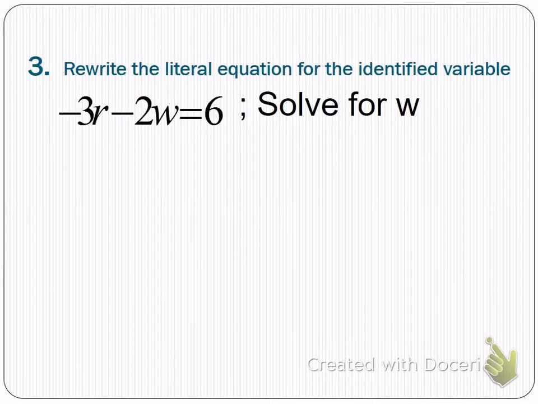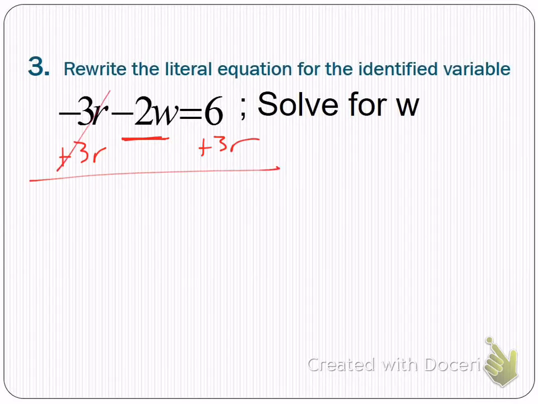Okay, try this one. Solve this one for w. I'll give you a second, let you think about that. So work it out, and then we'll see how you do. Okay, how'd you do? Here's our term with the w in it. We're going to undo, or we're going to zero out the negative 3r by adding 3r.